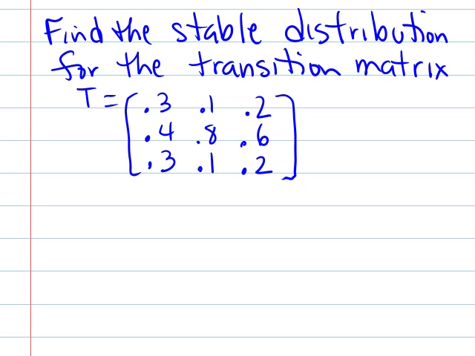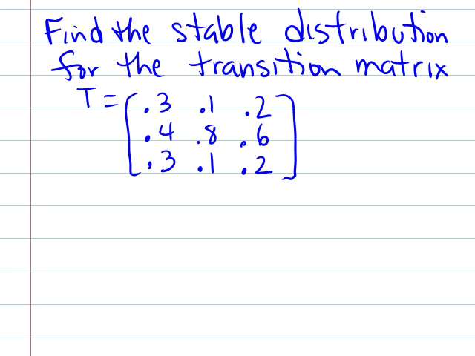In this video, I'll find the stable distribution for the transition matrix T. Let's suppose that there's some Markov process that has this transition matrix, and we want to know if it reaches a stable distribution. The first thing that we need to check is whether or not the matrix is regular. This matrix is regular because it has all positive entries. There are no zeros in this matrix. So we're guaranteed that it has a stable distribution.